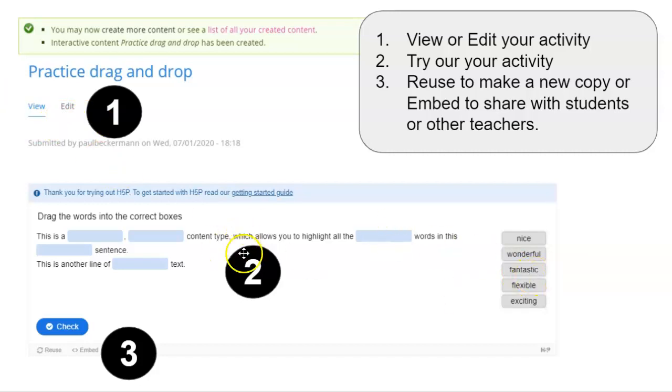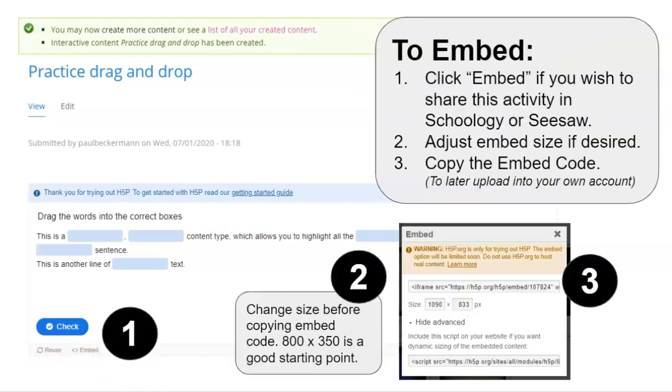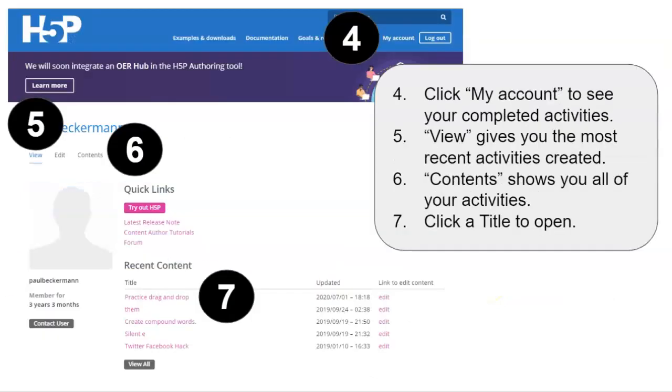So in the view mode, you can actually drag it around and do it. And then you'll see at the bottom, you can reuse or embed, as we looked at earlier. So if you're happy with it, you can use it. Now to embed, again, you would click on the embed option. You would come over to the little pop-up that's there and then change the embed code size. So 800 by 350 is a good starting point. Just change them and then select your embed code. And then you could bring that into the desired platform of your choice.